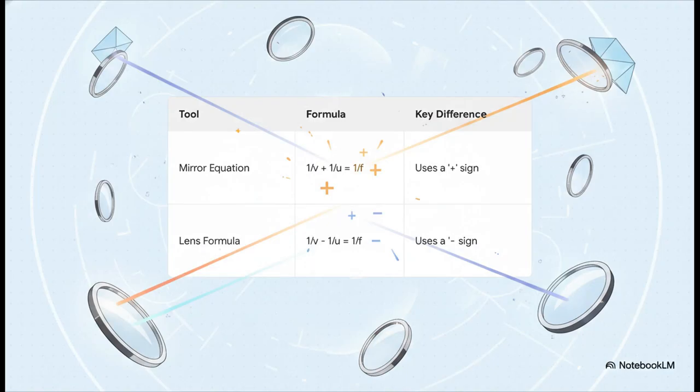Now, what's really fascinating is how similar the math is for mirrors and lenses. To figure out where an image is going to show up, we use these two equations. And I mean, look at them, they're almost identical. But there's one tiny, absolutely crucial difference: a plus sign for the mirror and a minus sign for the lens. Believe me, that one little sign changes everything.